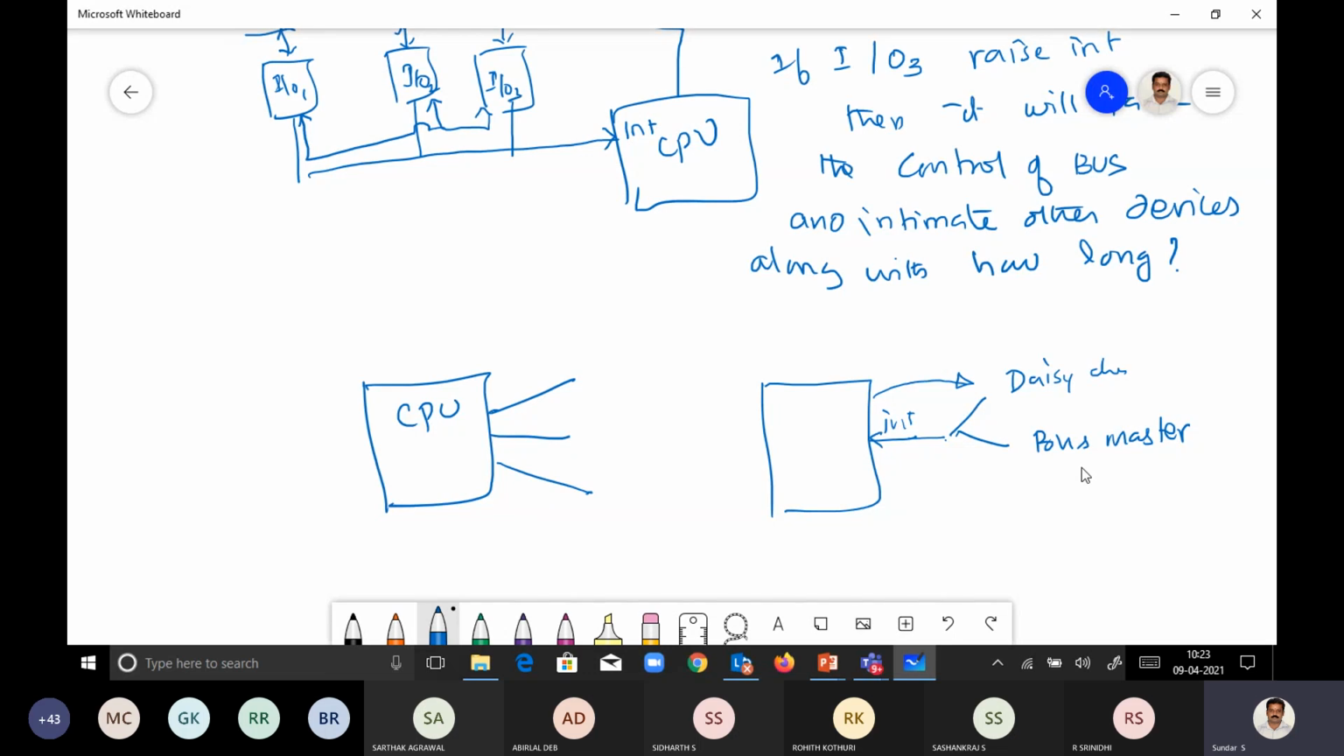So I hope I have clarified the points. Anybody having doubts, please let me know. We'll complete this interrupt concept by today. So shall I move to a new topic?